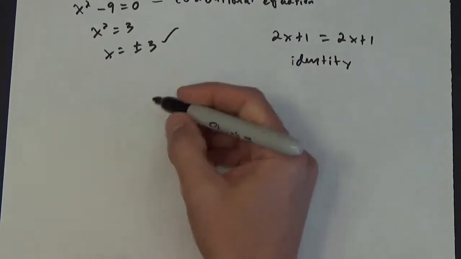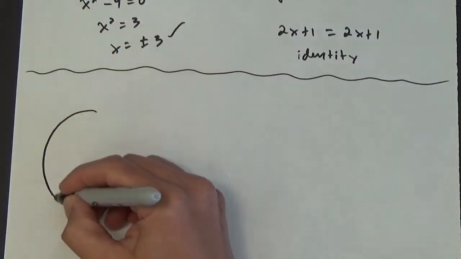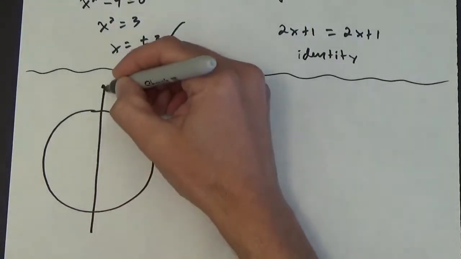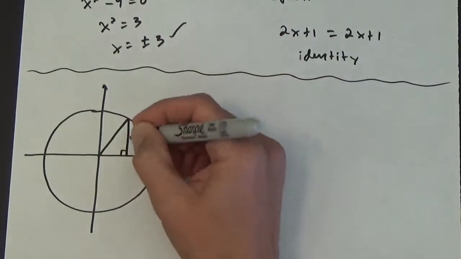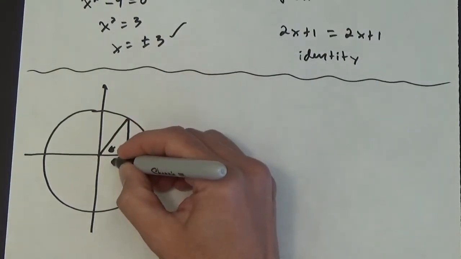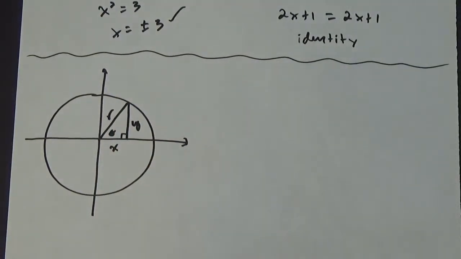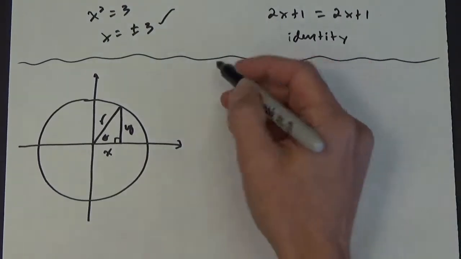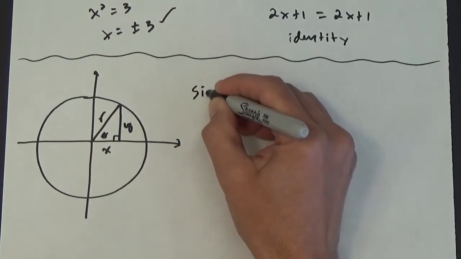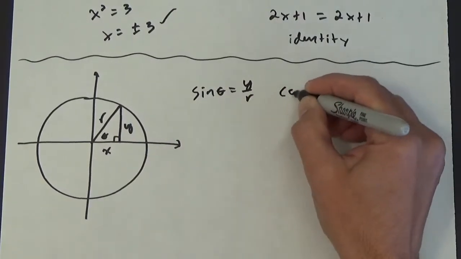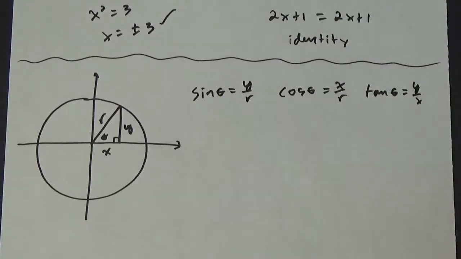Okay, so let's go ahead and look at our first set. Again, we're going to do circular trigonometry. So there's our circle. Here's the y-axis and the x-axis. And here's our triangle. There's theta. Here is x, y, and r. The first thing we're going to look at is the following. Let's write our three main trig functions. The sine of theta is y over r, the cosine of theta is x over r, and the tangent of theta is y over x.